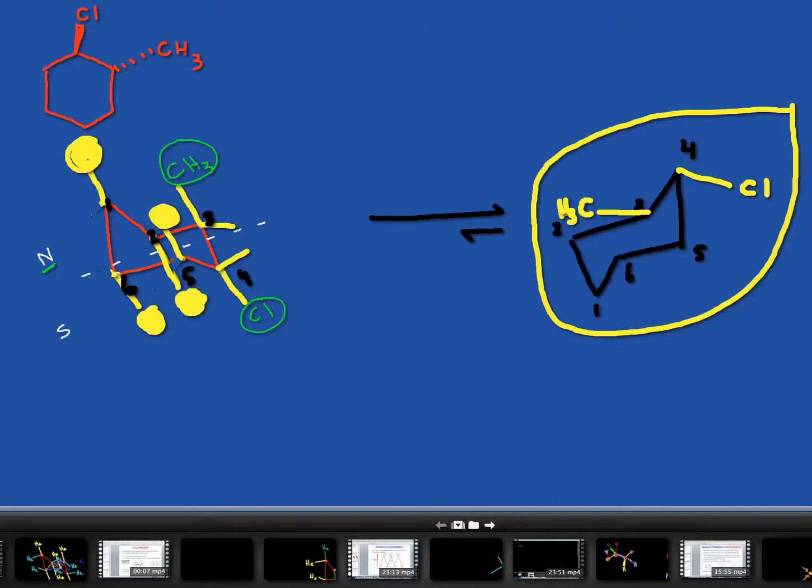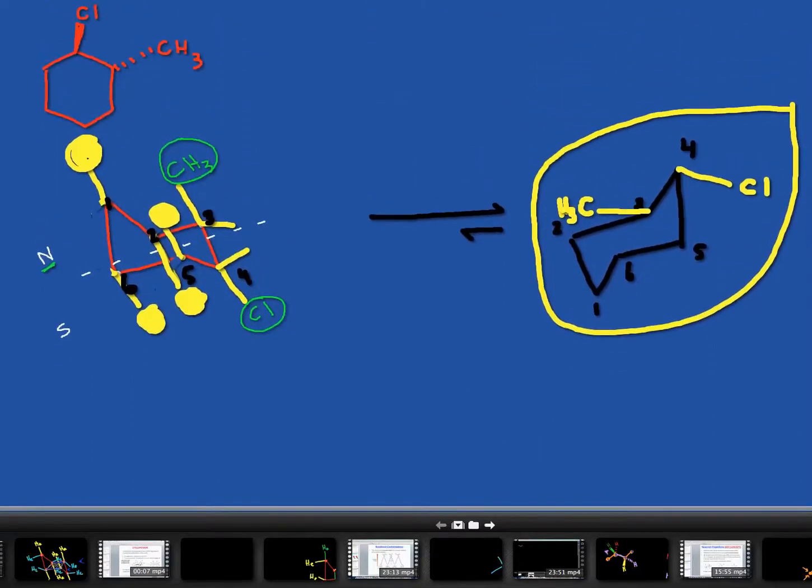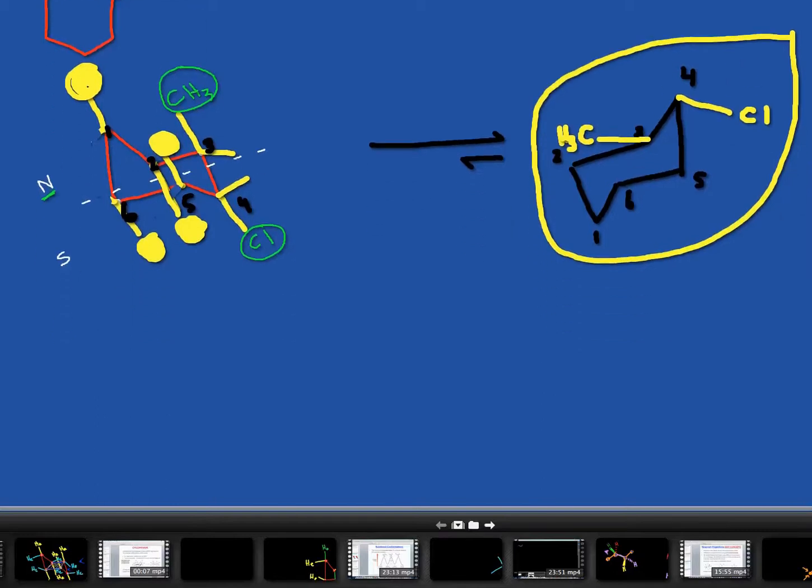Now let's play the role of devil's advocate just a bit here. And let's look at just a slightly different structure. Let's look at cis 2-methyl 1-chloro cyclohexane.